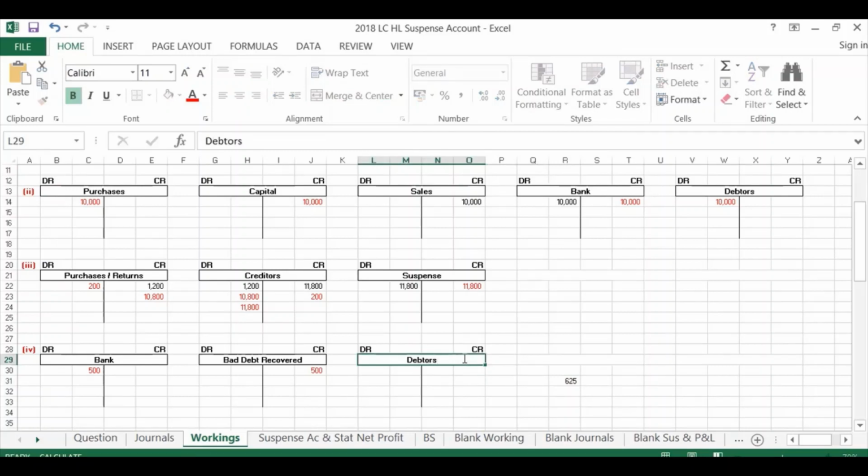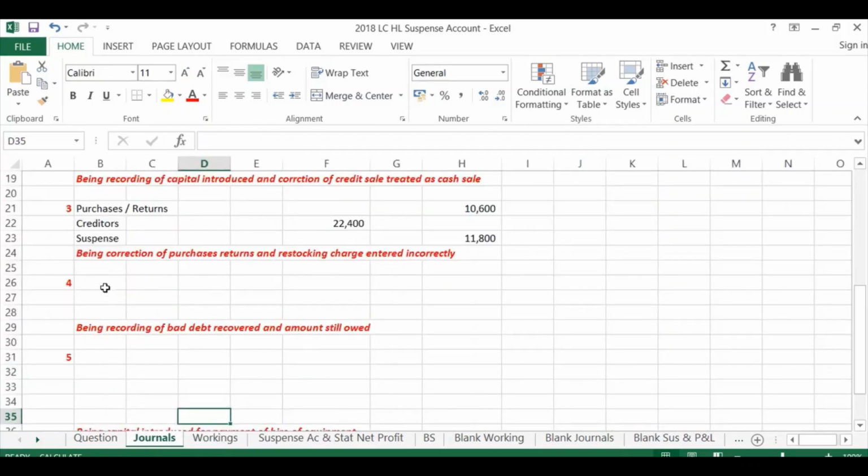So I'm going to set up a debtors account, and debtors are an asset with a debit balance. And if they owe me 125 more, I'm going to debit debtors with 125. And again, I'm going to credit bad debt recovered with 125 because I'm going to get that. He's promised to give that at the start of next year, so I'm going to get that money also. So now that's the entries finished. I just have to journal these.